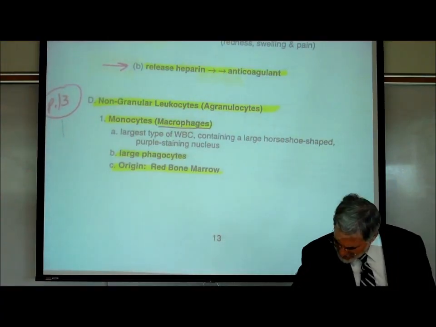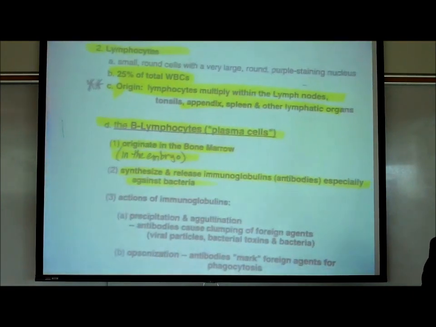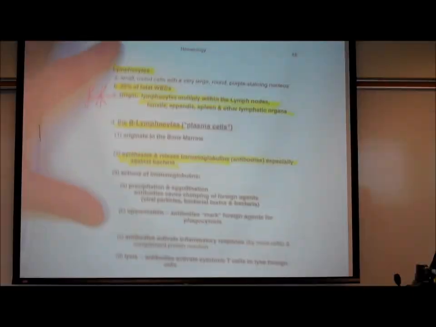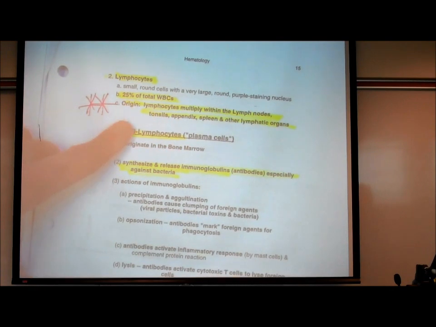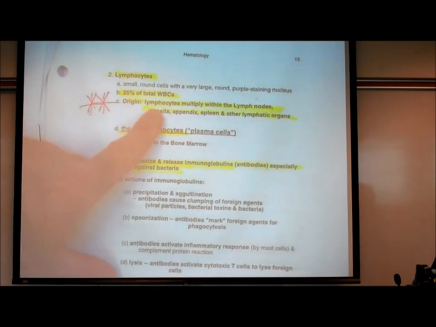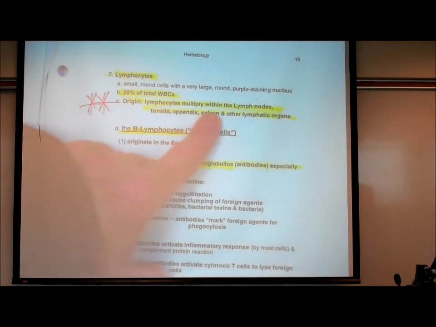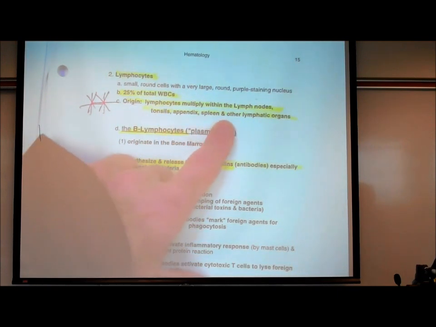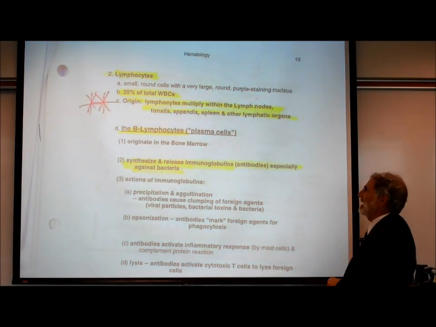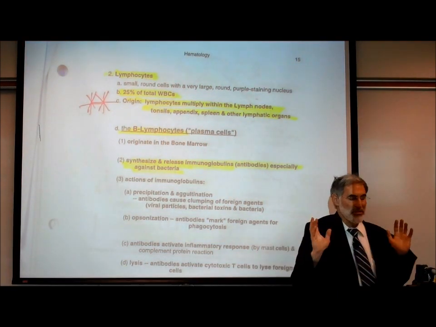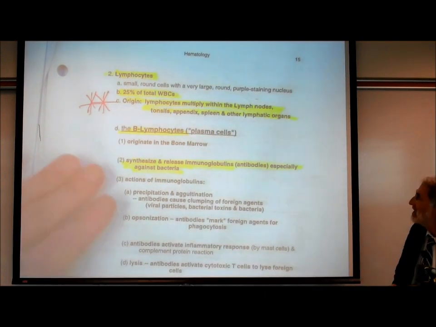And that takes us to, on page 15, the lymphocytes. They account for 25% of all your white blood cells. They are formed in the lymph nodes, tonsils, appendix, spleen, and other lymphatic organs. Now, there are two types of lymphocytes, the B lymphocytes, and down here the T lymphocytes, also called B cells and T cells.